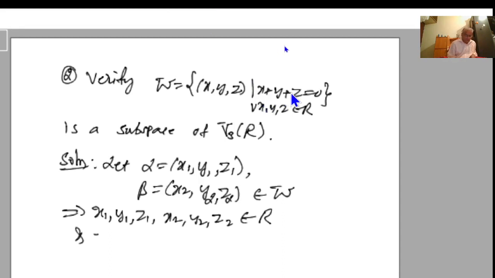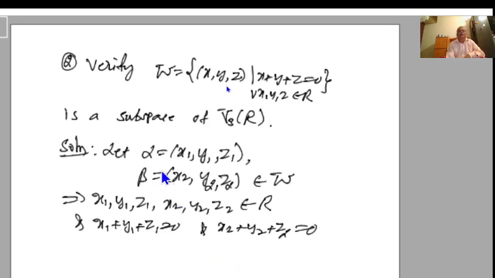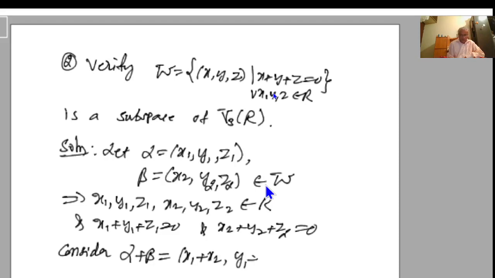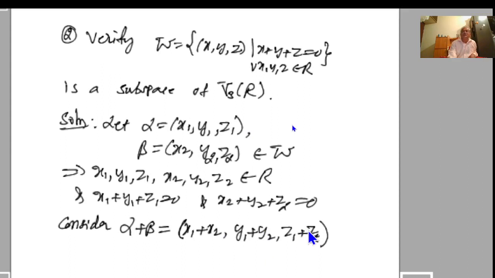That is here x1 plus y1 plus z1 equal to 0 and x2 plus y2 plus z2 is equal to 0. Now I have to prove that alpha plus beta belongs to W. So consider alpha plus beta. This is equal to x1 plus x2, comma, y1 plus y2, comma, z1 plus z2. I have to prove that this belongs to W. When do we say that this belongs to W?